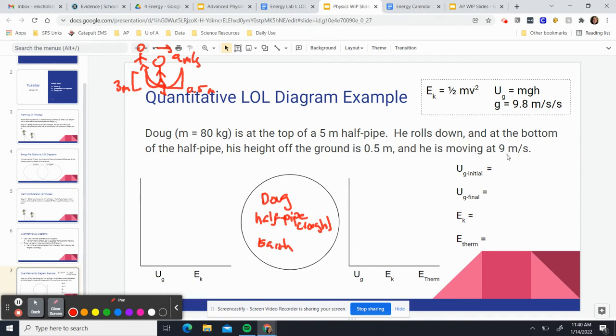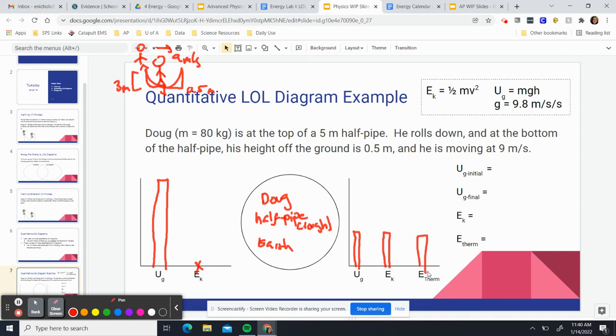I have my formulas written up in the corner, but let's do just kind of a rough sketch of what our diagram is going to look like, and then we'll calculate. But I know that I'm going to start off with all of my energy as UG, and he's not moving at first. And then it's going to be some percentage of UG, some percentage of EK, and then some percentage of E therm. I don't know what it is.